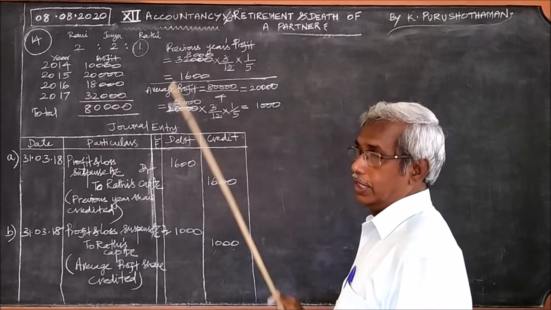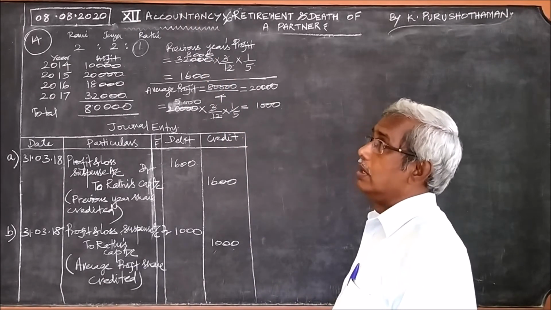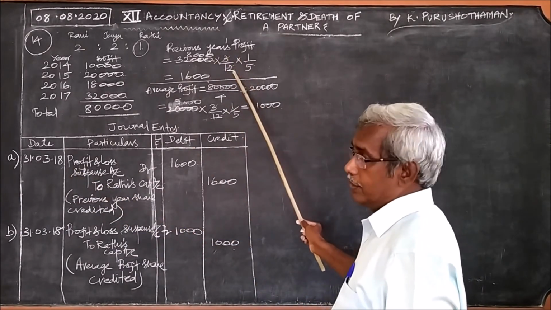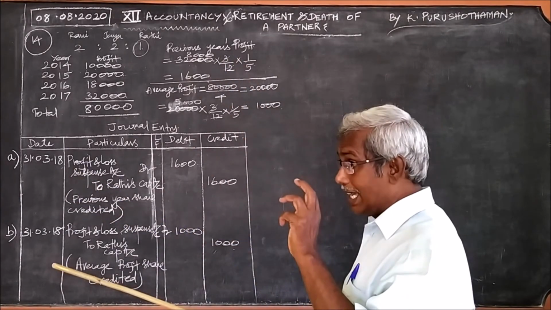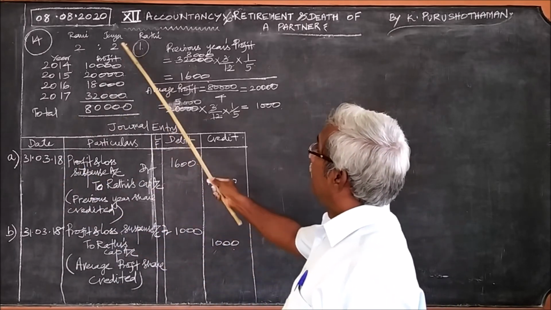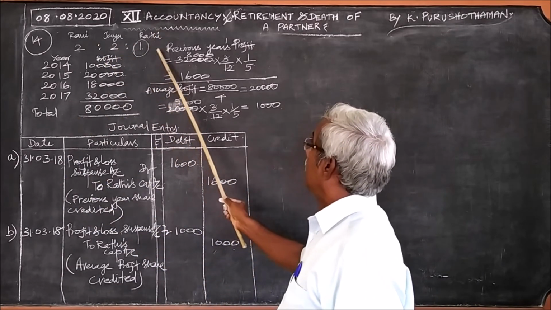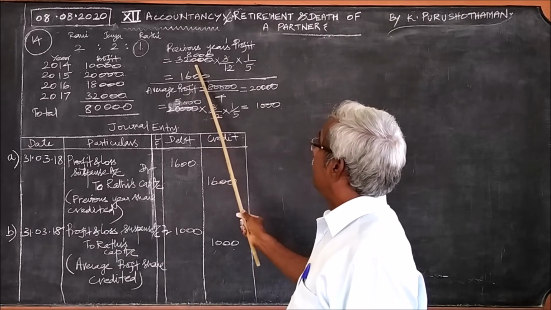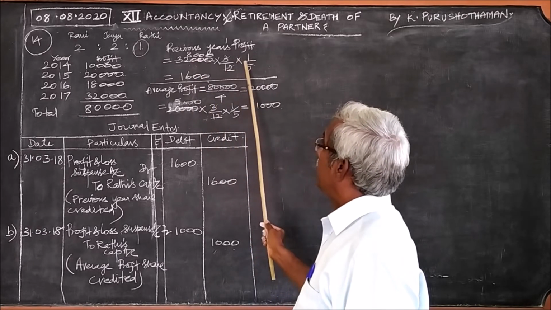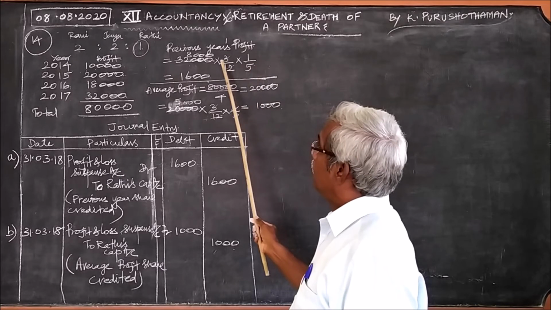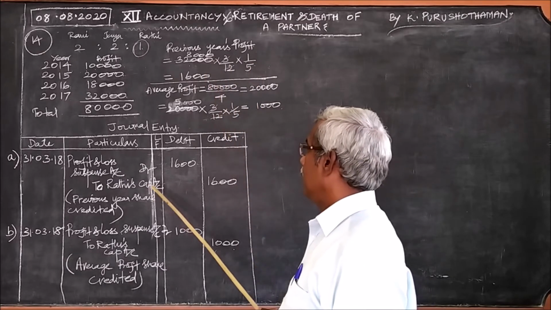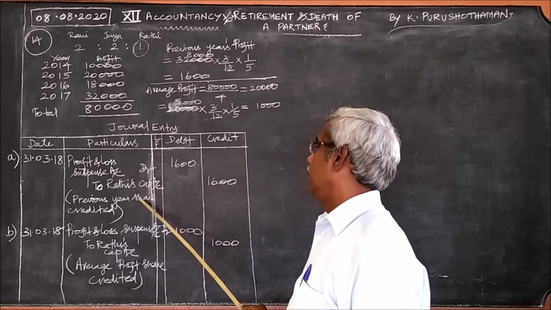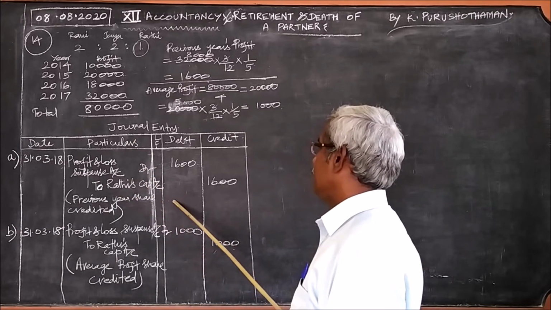So 32,000. How long was she there during 18? For 3 months, 3 by 12. What is her share of profit? That is 2 plus 2, 4 plus 1, 5. That is 1 by 5. So you multiply this 32,000 by 3 by 12 by 1 by 5, you will get 1,600. And you write this because profit and loss suspense account debtor to the retiring partner's capital account.